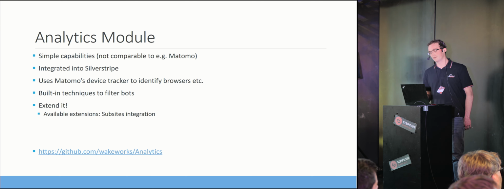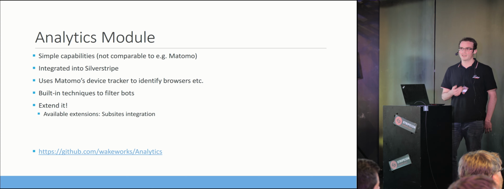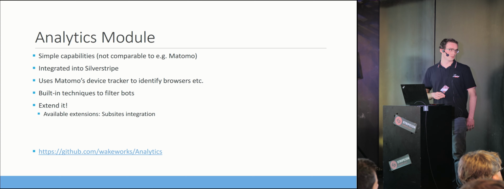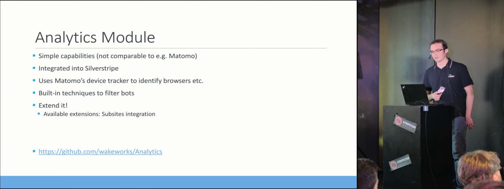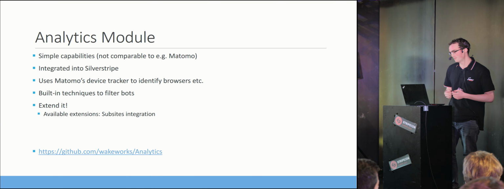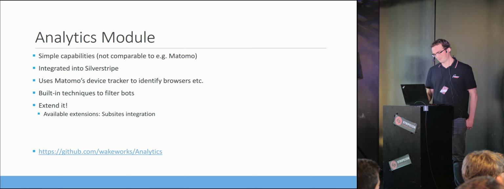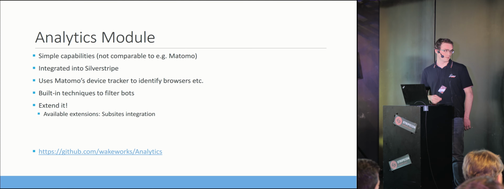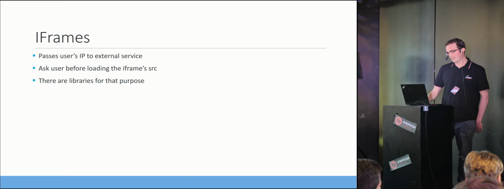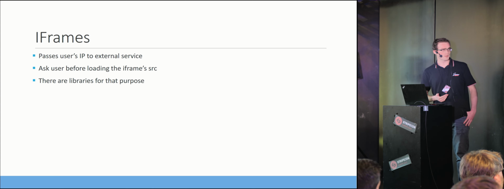You can also extend it. For example, there's a subsites extension already, so it works with that. It has different statistics for subsites. Then you could also, for example, create a Fluent extension, or if you want to track referrers or where users are coming from, you can also extend it. And yeah, I'll show all the links later on, but it's under GitHub WakeWorks. It's just called Analytics. Then another problem might be iframes. For example, I just talked about Google Maps.